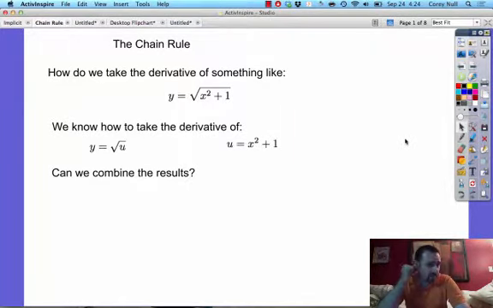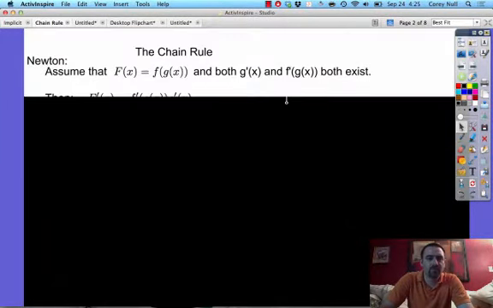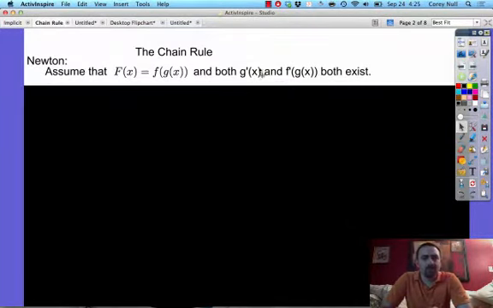And the question is, ideally, we'd imagine that somehow the derivative of the entire function, the square root of x squared plus 1, is a combination of the two. And indeed, that's correct. So the question is, how do we combine the results that we have? All right, let's take a look. First, we're going to call the big function, the entire function, capital F of x, and it's just going to help with some notation.